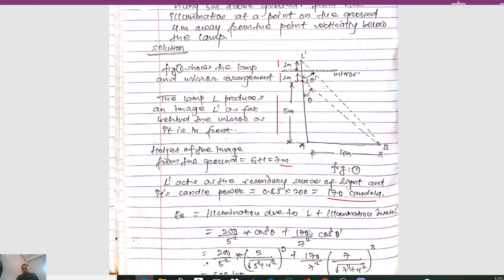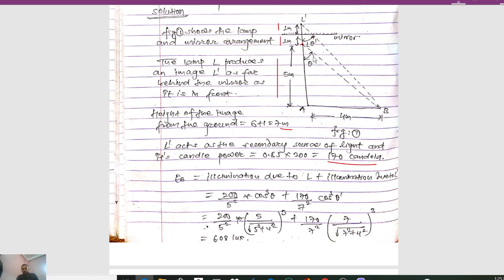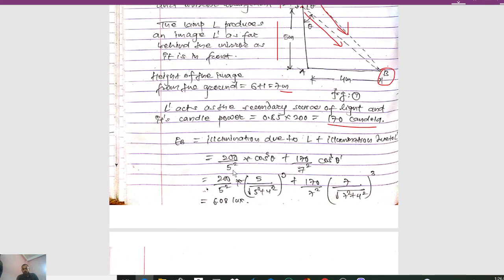Now we have to calculate EB. EB will be the illumination due to L plus the illumination due to L dash. If we calculate the sum of the illumination due to L and the illumination due to L dash, we'll get the illumination at this point EB. So EB equals illumination due to L plus illumination due to L dash. We use candle power upon h square, so candle power on 5 square into cos cube theta, plus candle power for L dash, which is 170, so 170 upon 7 square into cos cube theta dash. Just calculate the value of theta and theta dash and substitute, and we'll get here 6.08 lux.